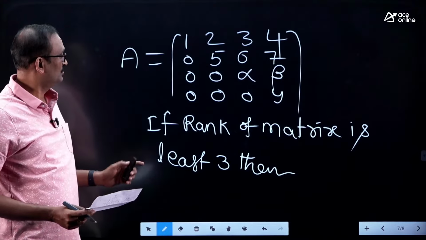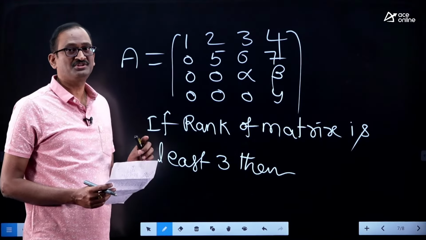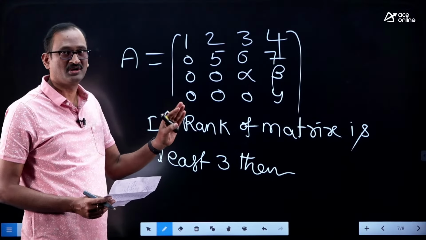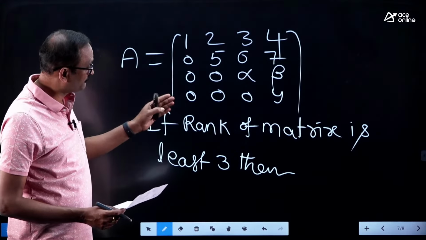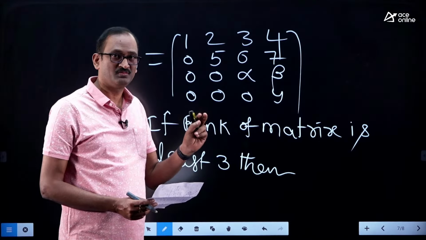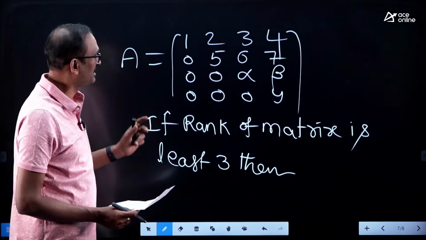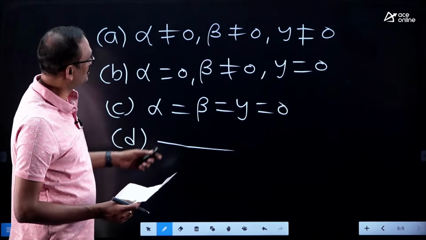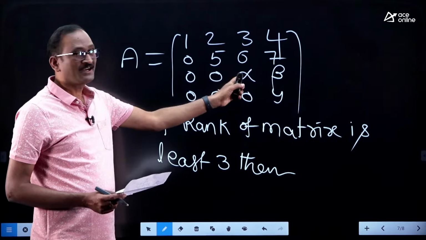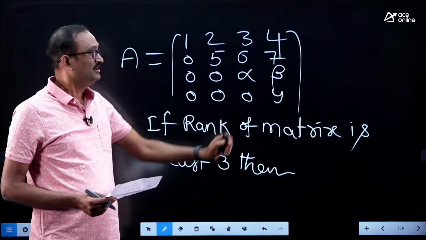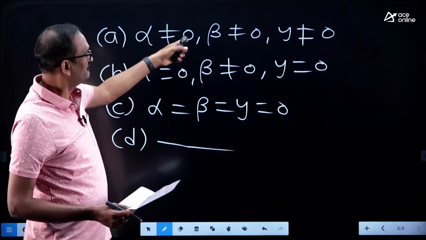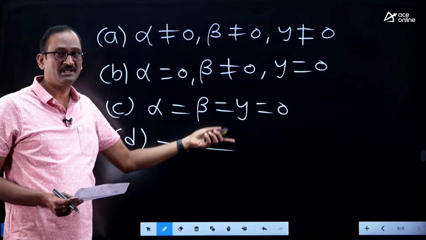Now you observe, if you want rank to be at least 3, that means if the rank of the matrix, it's already in echelon form, rank equals the number of non-zero rows. For what values of alpha, beta and y should your rank be 3 or more than 3? That is the meaning of minimum 3 or at least 3. According to the available options, alpha not equal to 0, and beta can be any value.